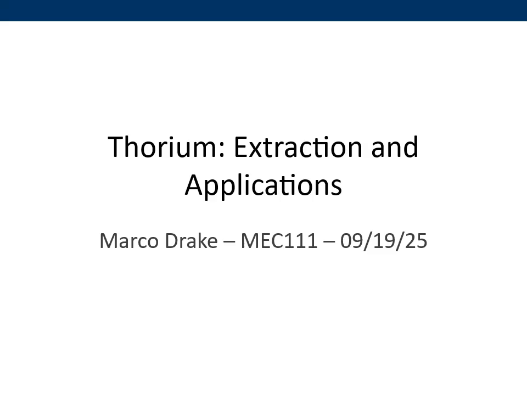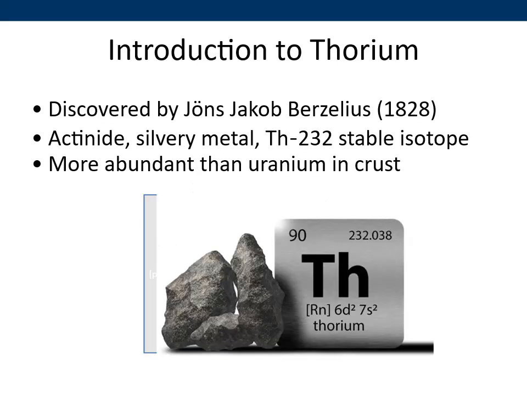Thorium: Extraction and Applications. Discovered in 1828, thorium is a naturally occurring radioactive metal with the symbol Th and atomic number 90. It's part of the actinide family, the same group as uranium. When freshly cut, thorium is silvery white, but it quickly forms a thin gray oxide coating after exposure to oxygen. It is found mainly in minerals such as monazite and thorite, usually mixed in with other rare earth elements.